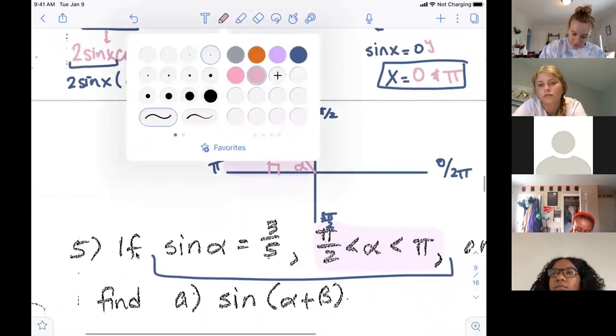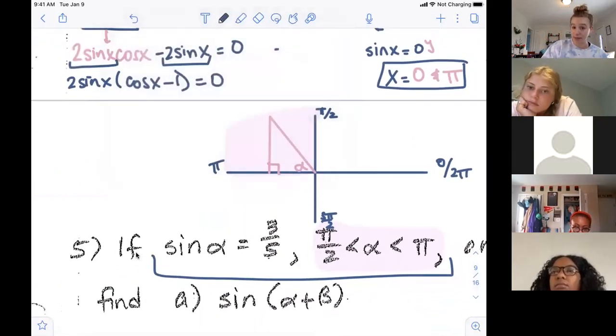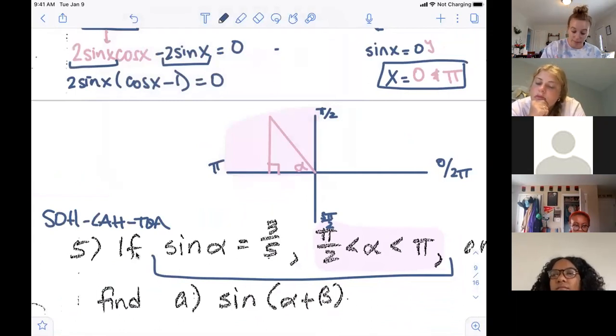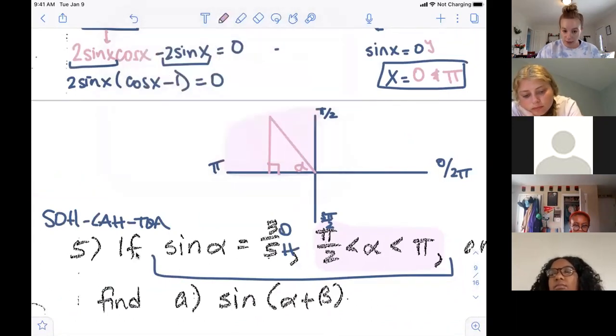And then again, not to be rude or assume you don't know anything, but just to remind us of basic tools in our toolbox, we remember SOHCAHTOA. If sine was given to me, sine is opposite over hypotenuse. So in my little pink triangle I drew in that second quadrant, I'm going to label my opposite side 3 and my hypotenuse 5.